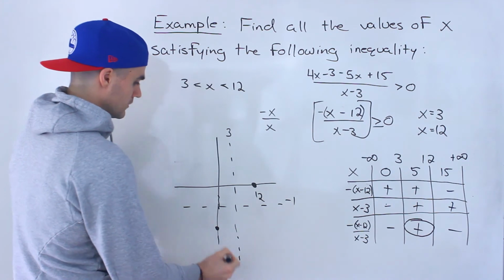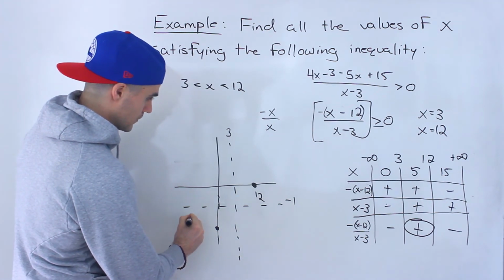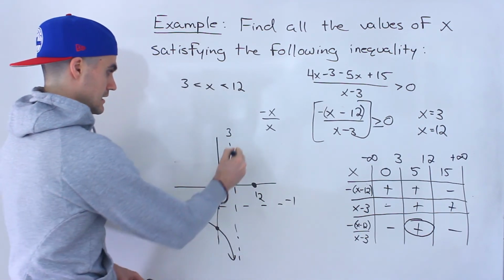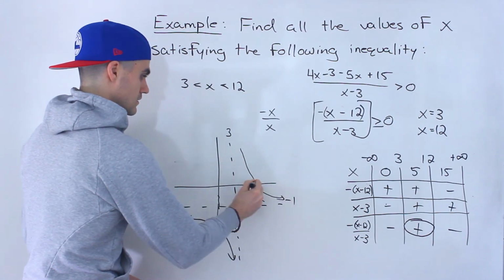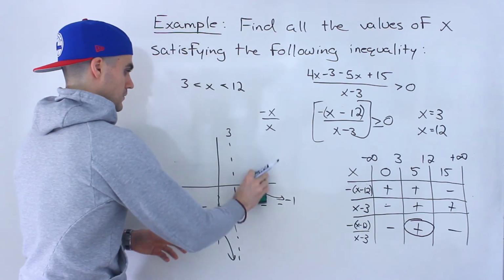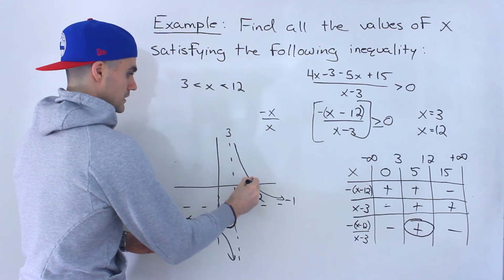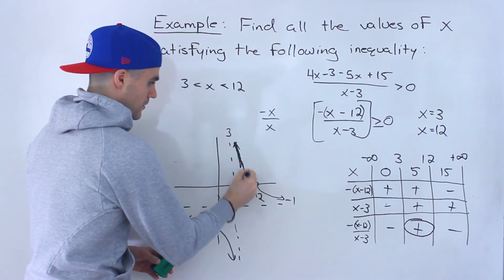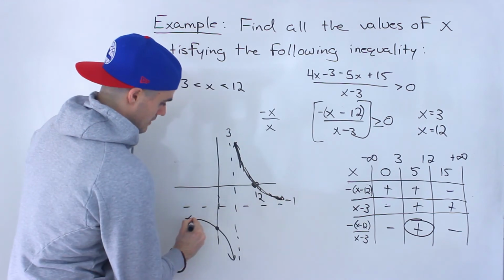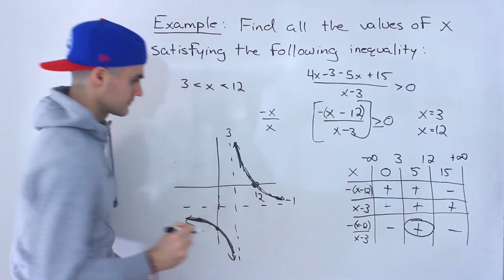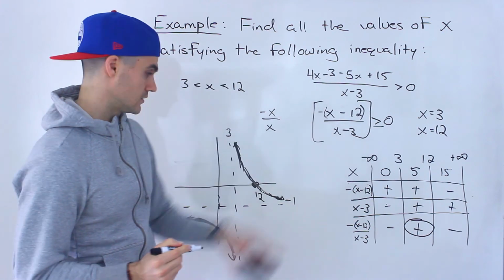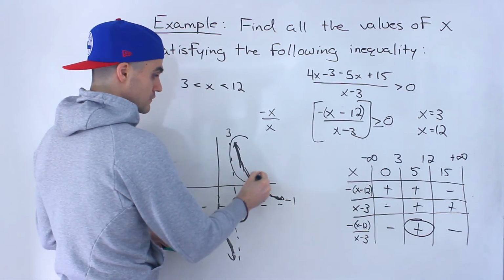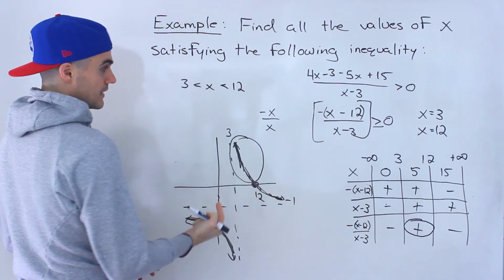This diagram is not as important, but if you're wondering how it looks, it's like this, and then goes through 12, and then we got this vertical asymptote here, so it looks something like that. So it's basically this part and then that part. That's how this function looks. So when is it greater than 0? When is it positive? It's going to be positive right here between 3 and 12.